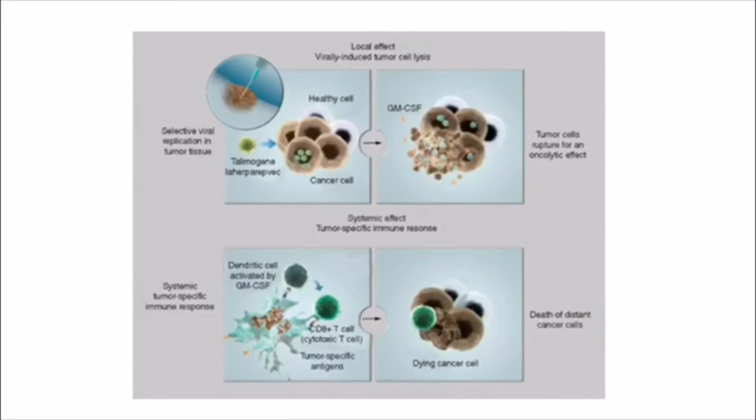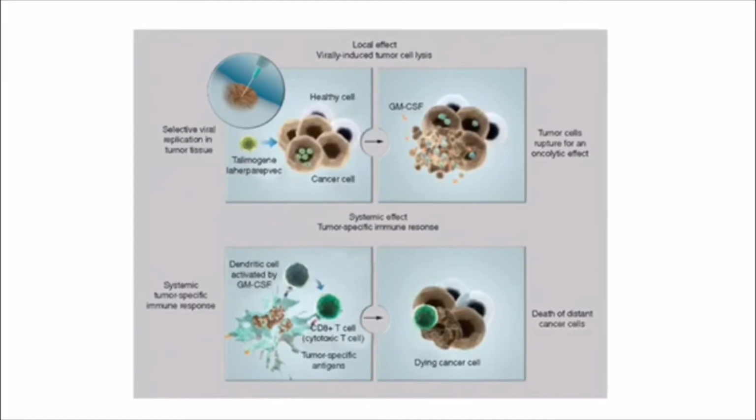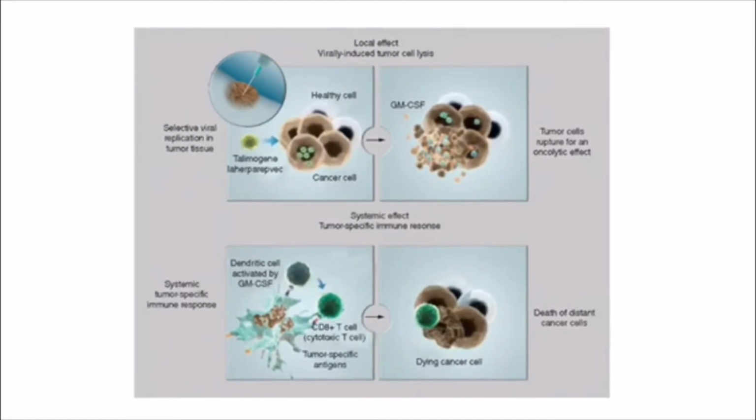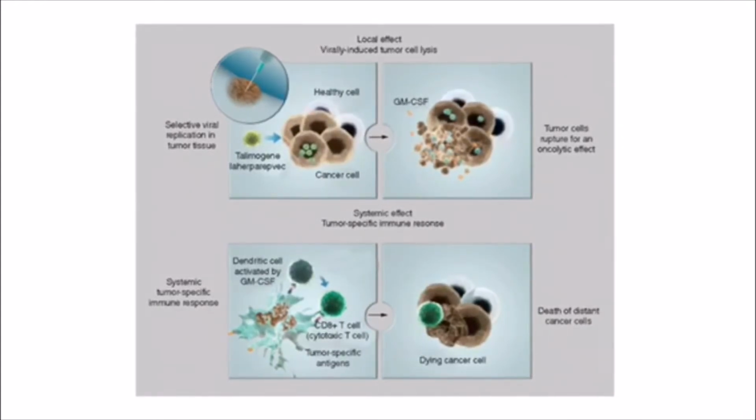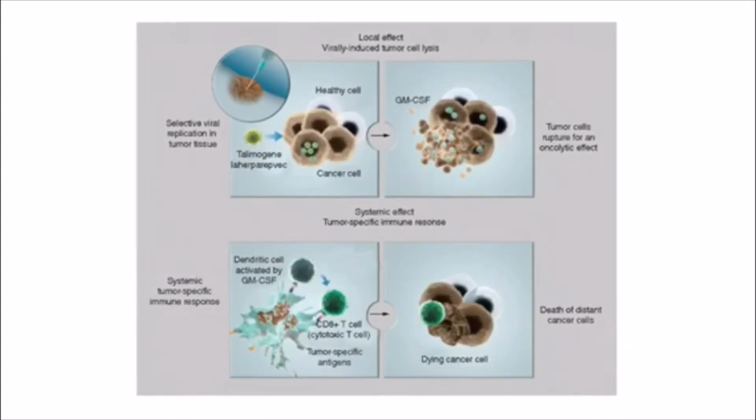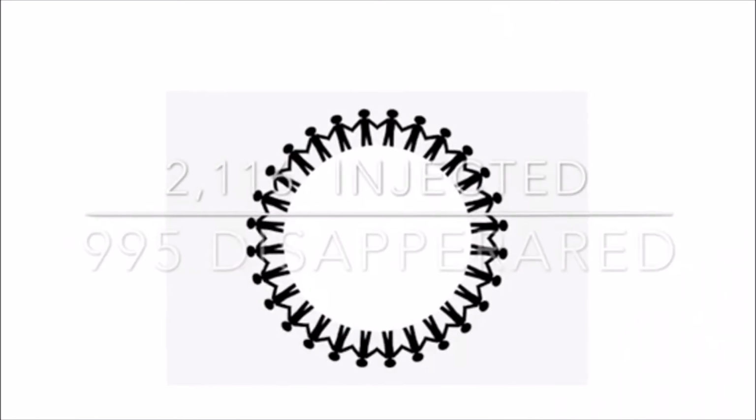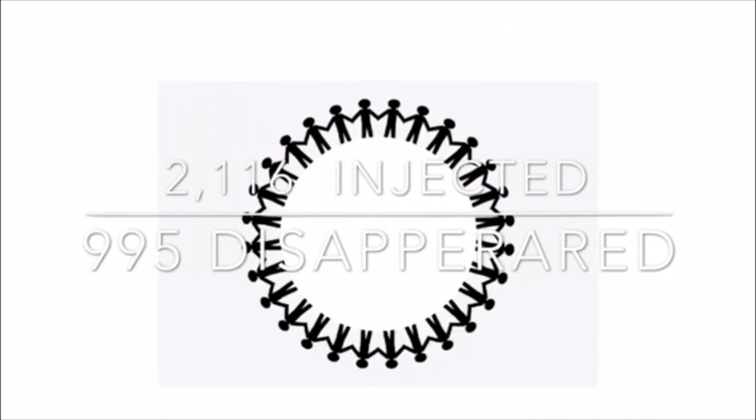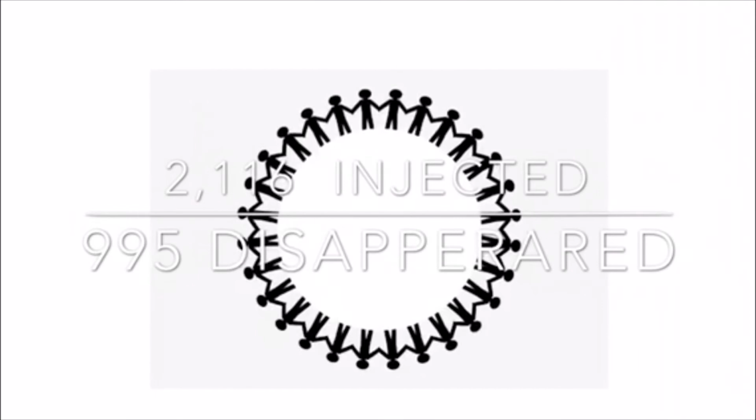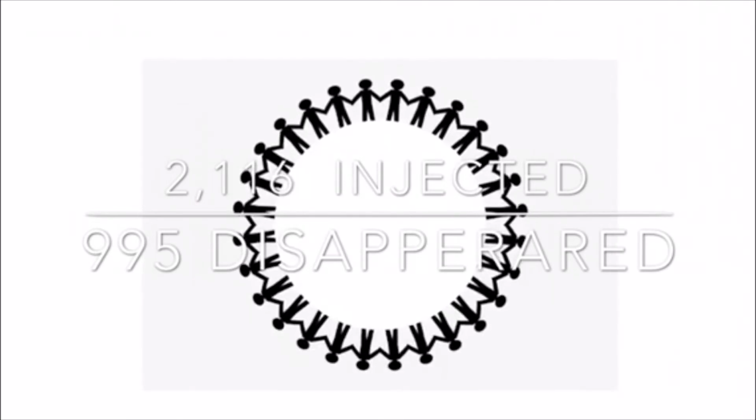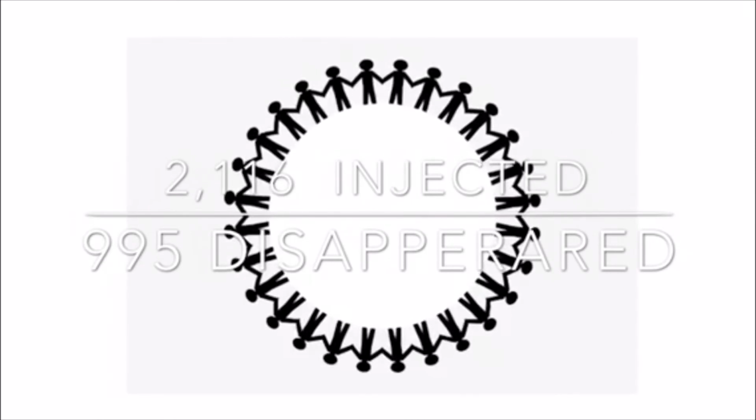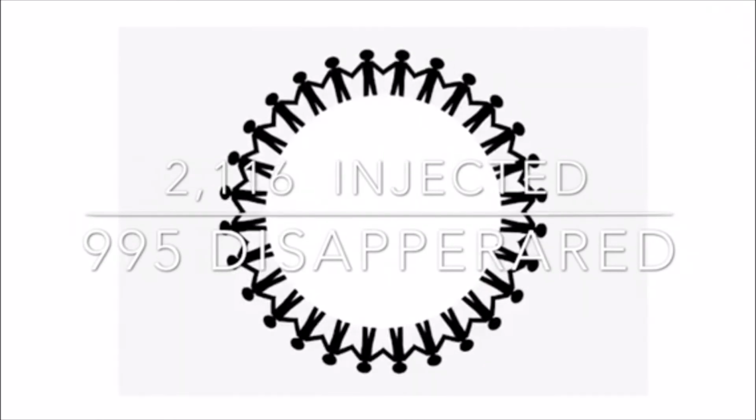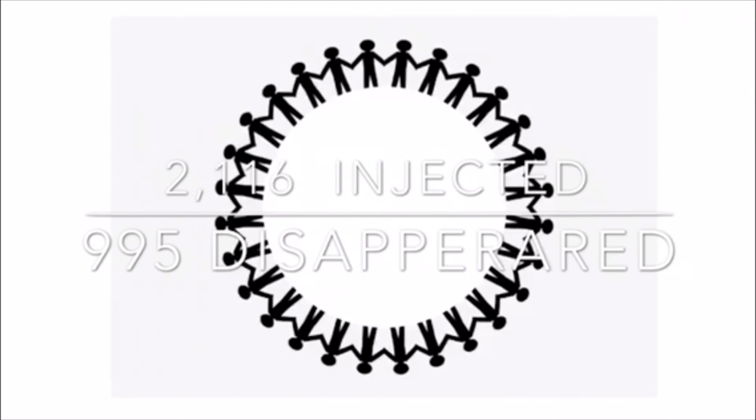So now we have seen how T-Vec has two responses to combating melanoma, one being the lysis of the cell and the other being the systemic immune response due to the cytokine GM-CSF. There was a study where 2,116 melanoma tumors were injected with T-Vec and 995 of them completely disappeared. The study also showed that 216 tumors that were not directly injected also ended up disappearing. This concludes that the change in the immune system was killing cancerous cells on its own.